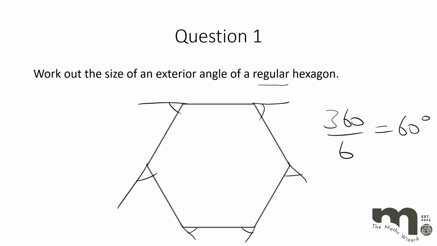Now you can also use this information to work out the interior angles. The interior and the exterior combined will always add up to 180. So what that also tells you is that each interior angle on this hexagon will be 120 degrees. Okay, let's move on to this next one then.